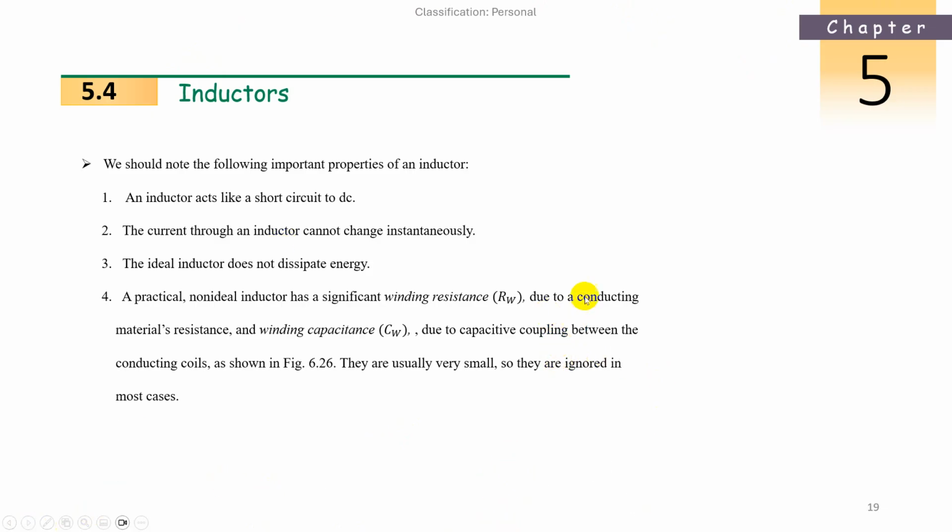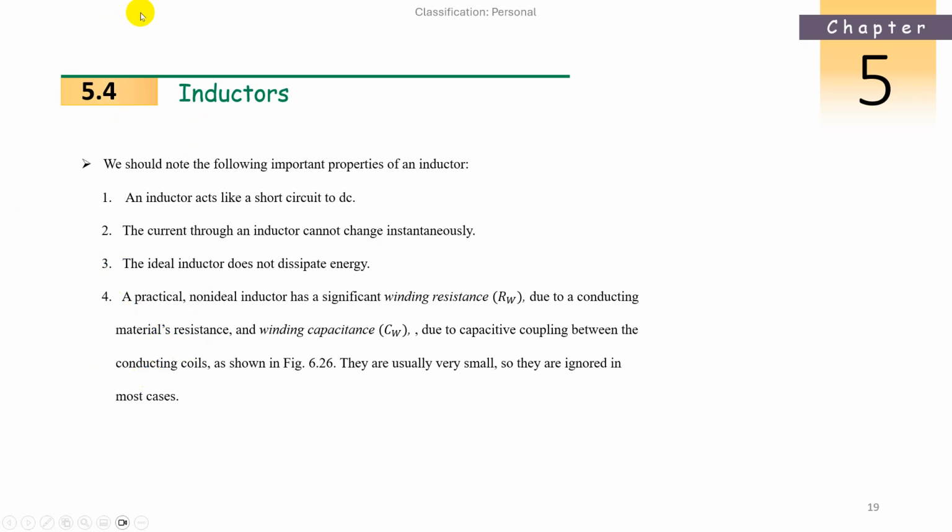Leakage means we have some energy dissipation due to the resistance of the conducting material, that is, the resistance of that wire. Winding capacitance: why is capacitance coming here? Because when the wire is wound, two wires come together in parallel. In between there is a dielectric medium, maybe air, maybe core, whatever. So the two wires act as two plates with a small dielectric material in between, and it will act as a capacitor.